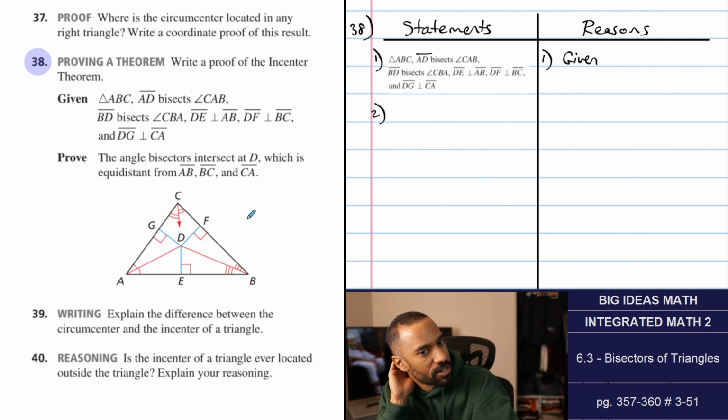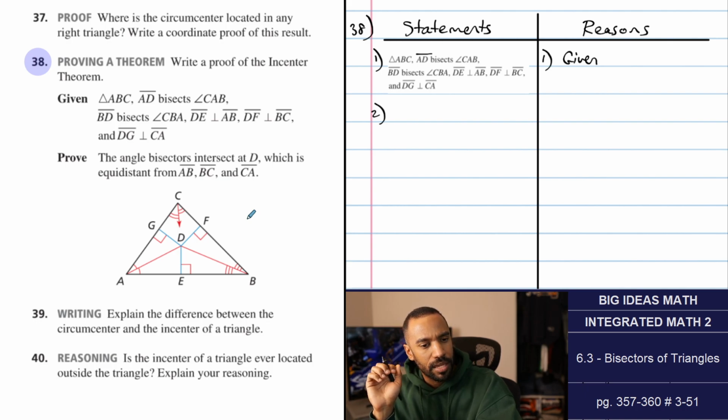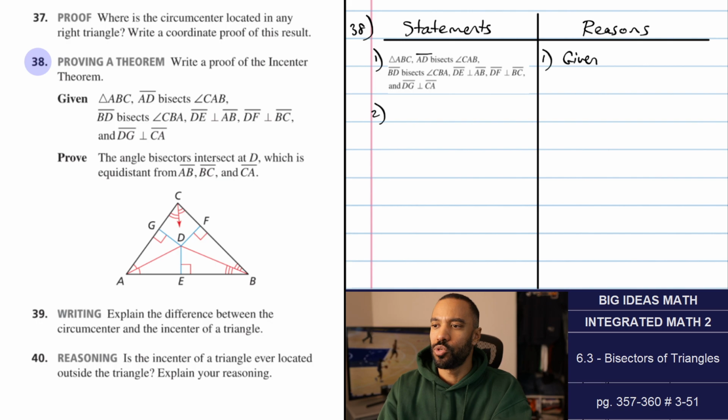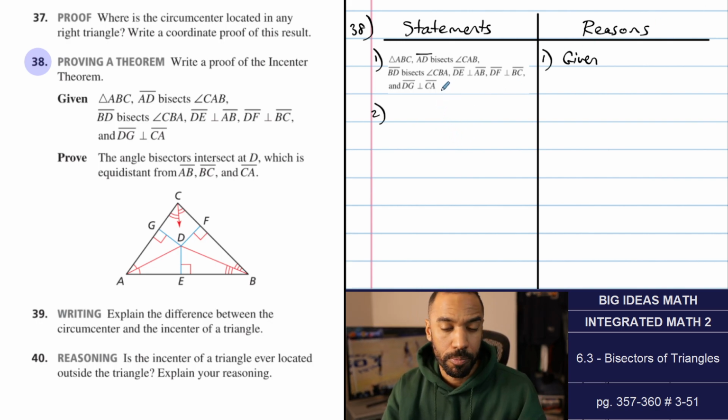But the angle bisectors intersect at D, which is equidistant from all three of those. Where's CA? Oh, equidistant from there. Okay. Oh, that might not be that much then. That might not be that much. I just got to lay it out still. They intersect at D. Okay, so I have to do a couple triangle congruence proofs, though. I think that's the big thing. So bear with me on that, all right?